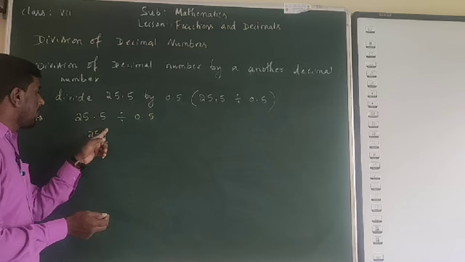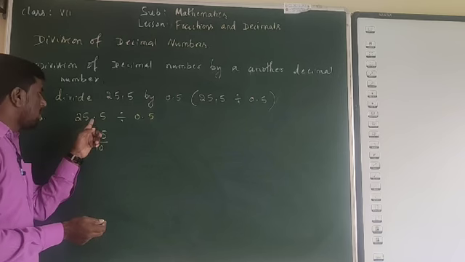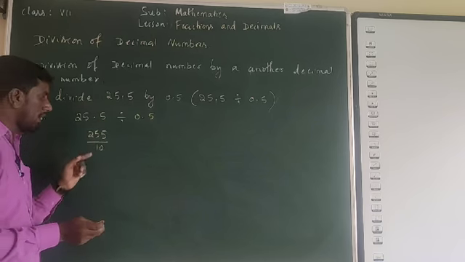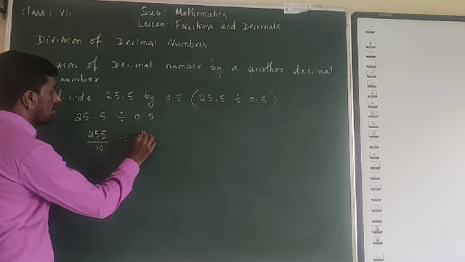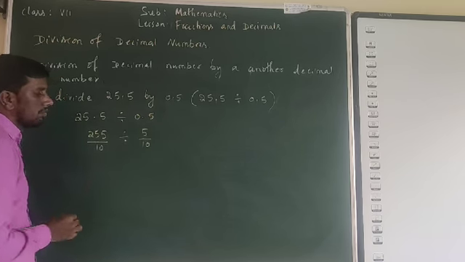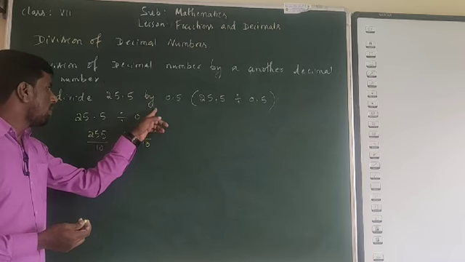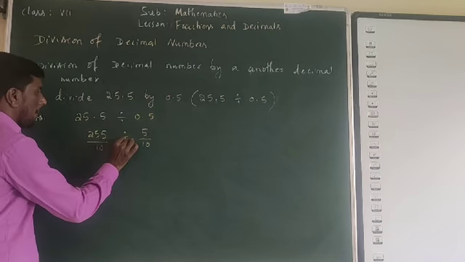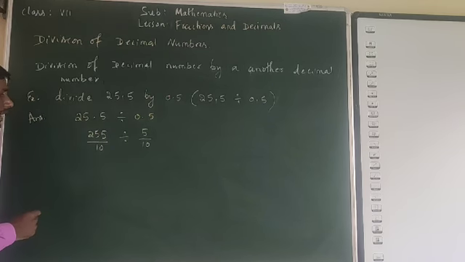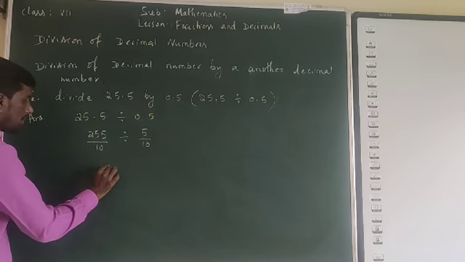So 25.5 is 255 by 10. After the decimal point, we have only one digit. Okay. Divided by 0.5 can be written as 5 by 10. After the decimal point, we have only one digit. Okay. Now we'll see this. 255 by 10, we'll write as it is.